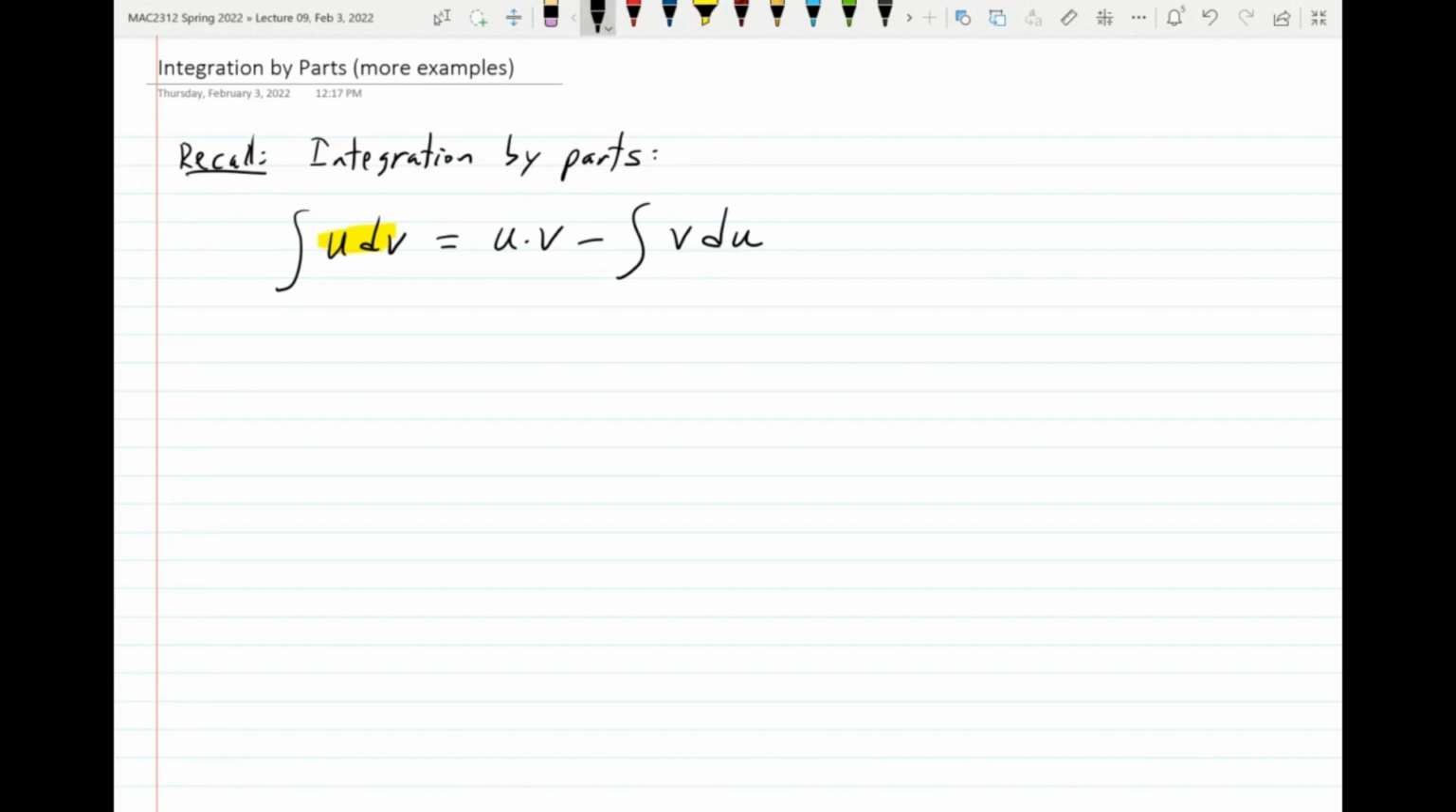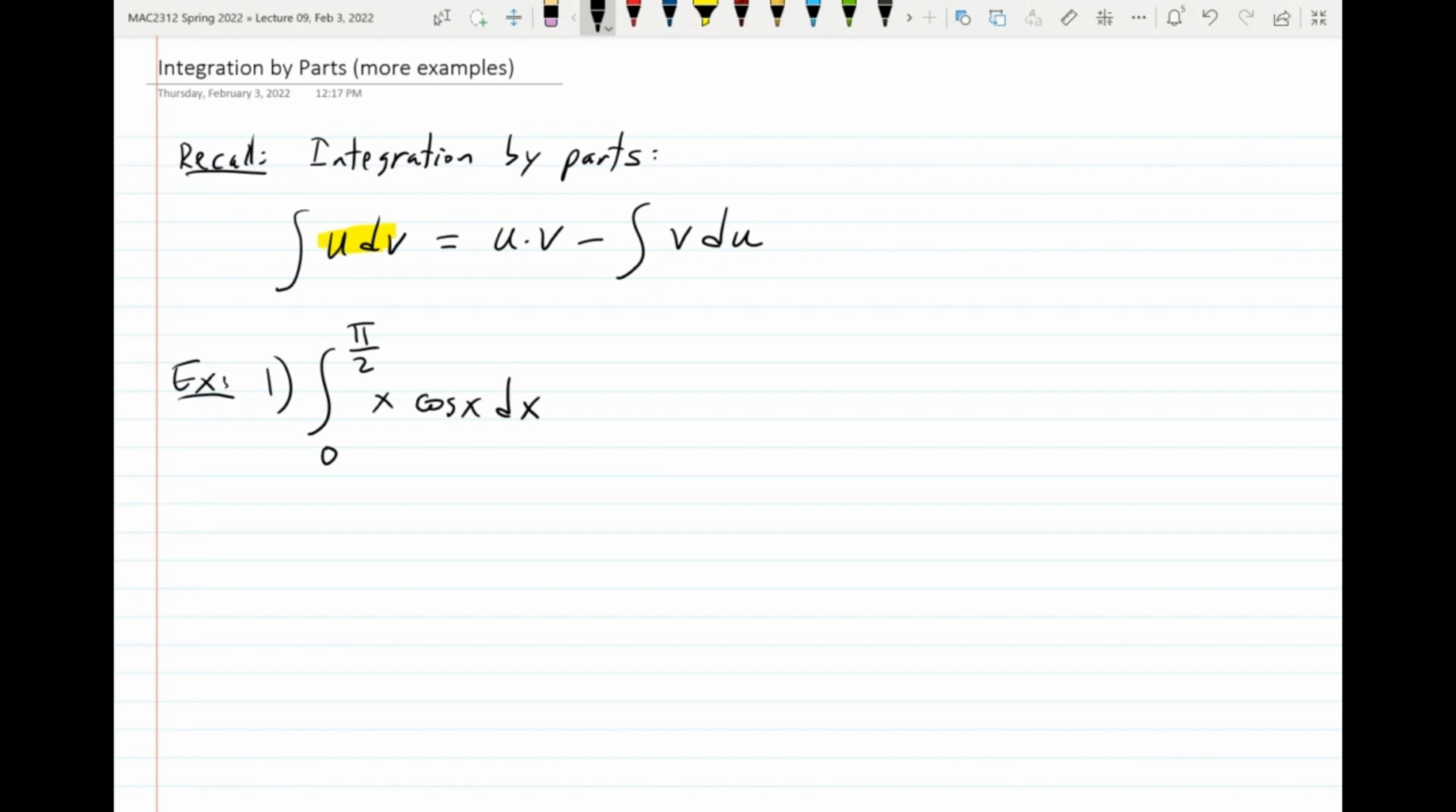Okay? For example, let me start with a warm-up. So let's see the integral, and this time let's do the definite version because we didn't do any definite integral last time. So the integral from 0 to pi over 2 of x cosine of x dx.